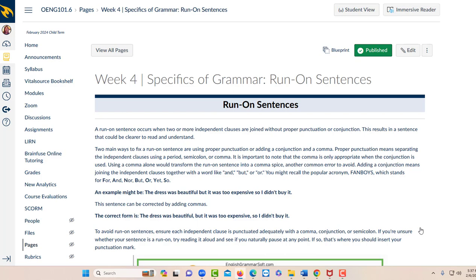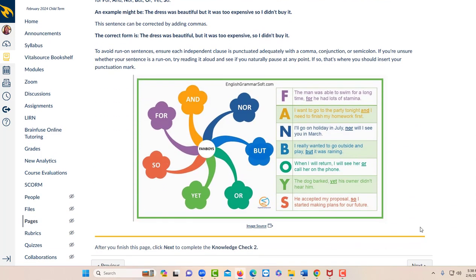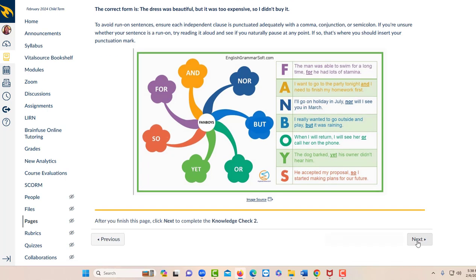If you're unsure whether your sentence is a run-on, try reading it aloud and see if you naturally pause at any point. If so, that's where you should insert your punctuation. So here is FANBOYS: for, and, nor, but, or, yet, so. And whenever you have FANBOYS, you always have to put a comma before each of the FANBOYS.